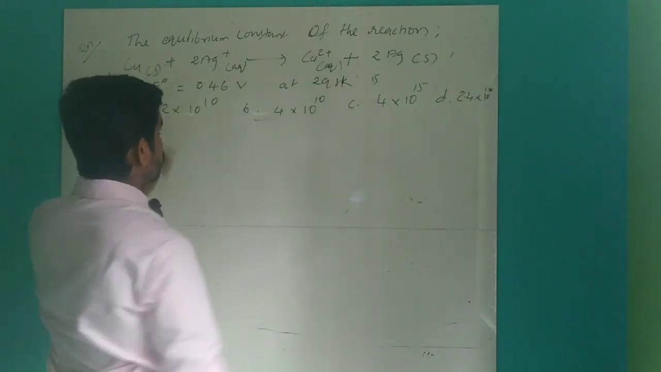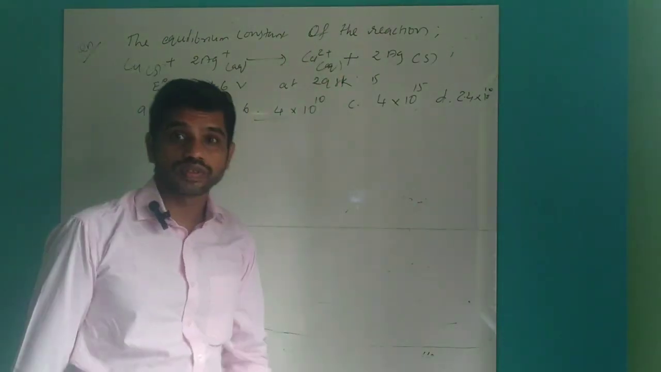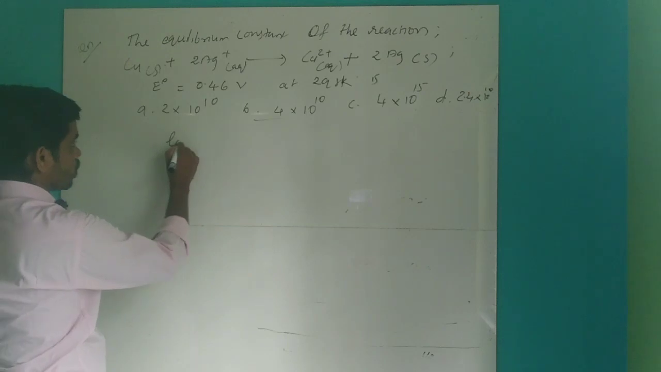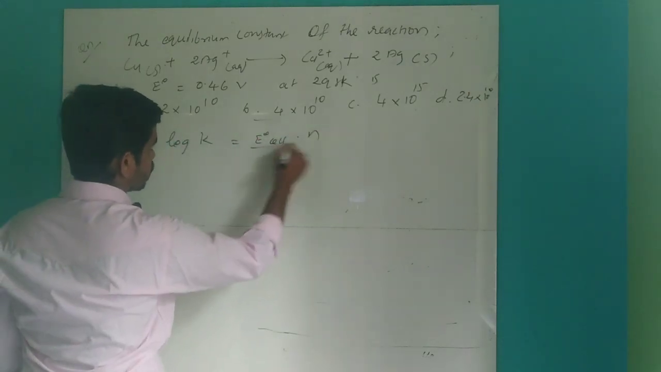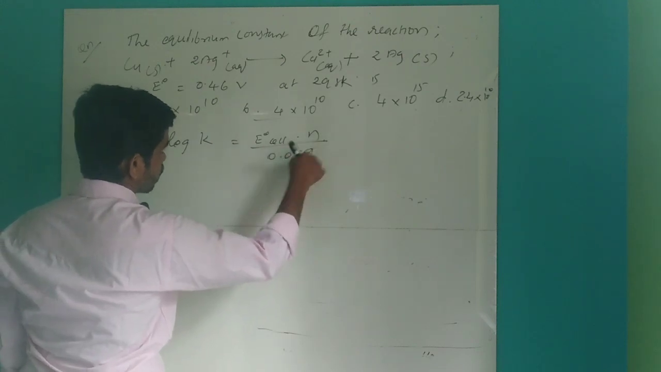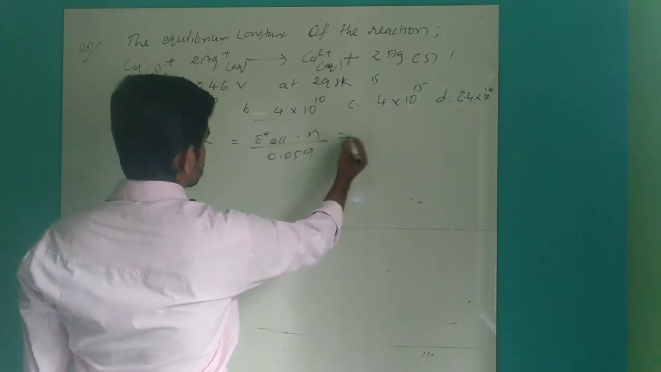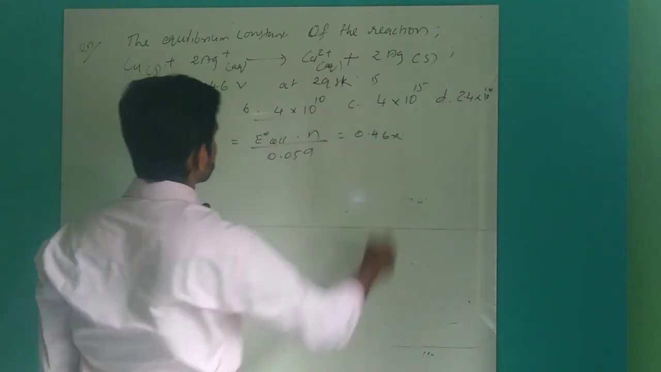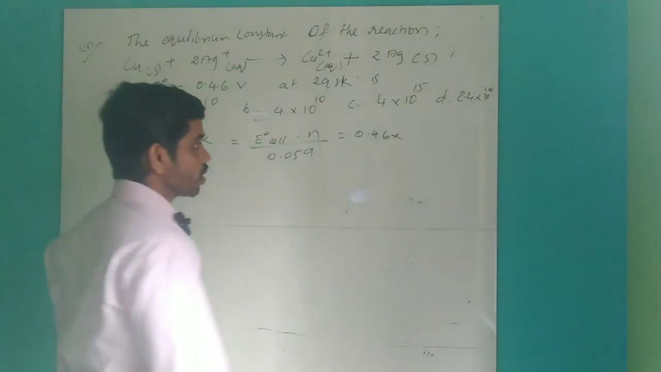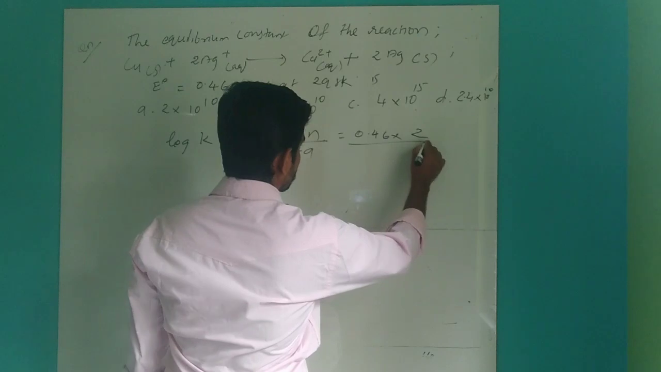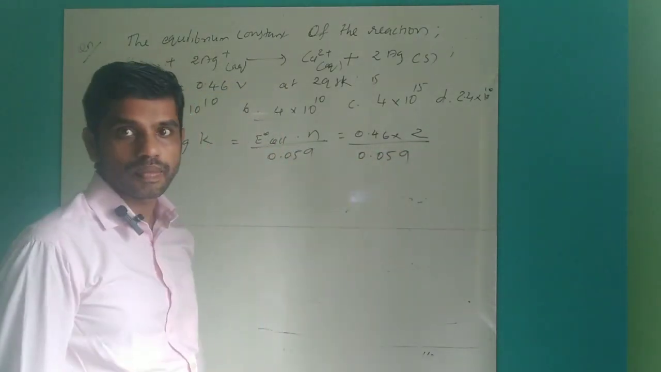So what do you have to find out? One reaction is given, and you have to find out the equilibrium constant; the E0 value is given. So what is our equation? Log K is equal to E0 cell into N divided by 0.059. Right, this is our equation. E0 cell is 0.46 into the number of electrons transferred. Copper 2 plus, 2Ag plus, so 2 electrons, divided by 0.059.